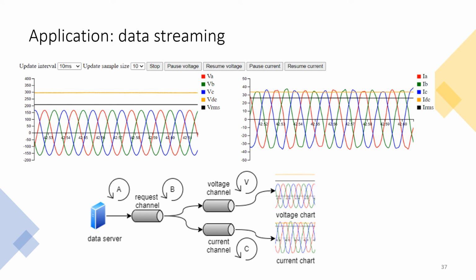The voltage chart and the current chart can be paused separately, which is implemented by pausing thread V or thread C. All threads can be cancelled altogether, since these threads are forked from the same parent thread.